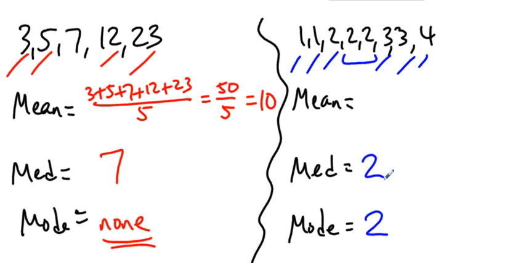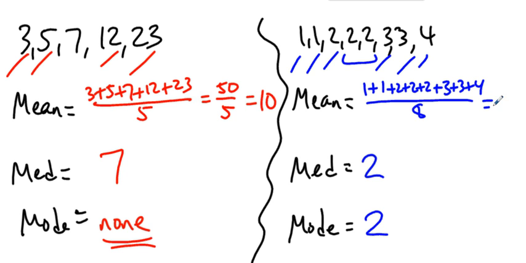As for the mean, we add 1 and 1 and 2 and 2 and 2 and 3 and 3 and 4 and divide that by 8. So now I've got to add, and that appears to be 18 over 8, and that's 9 fourths, that's 2.25. Seem reasonable? 2.25 is a reasonable mean because the median and the mode are about that big. Okay? Okay. Things that you should know how to do.